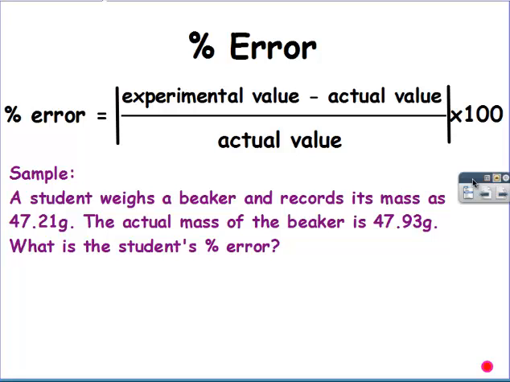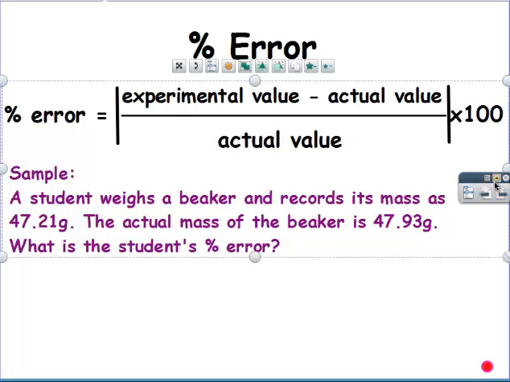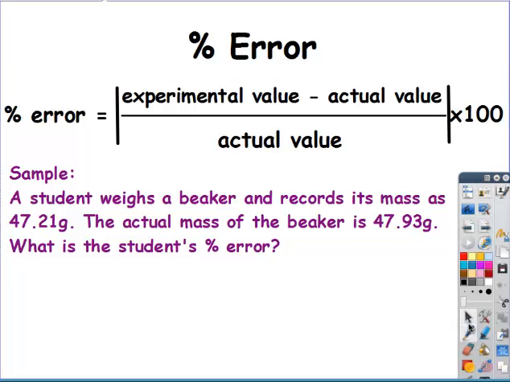So percent error is experimental value, so what we got in the lab, minus the actual value over actual value. Remember that these little lines mean absolute value, so it should always be a positive number when you get done with that step, times 100. So experimental is our lab value. Actual is the true value.